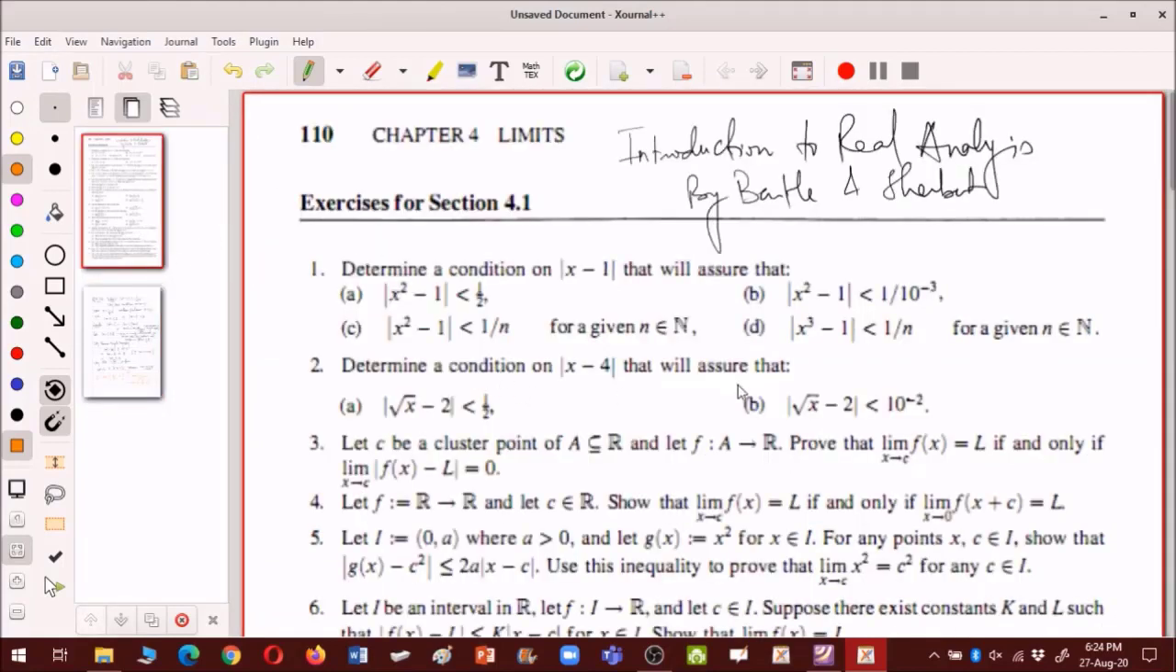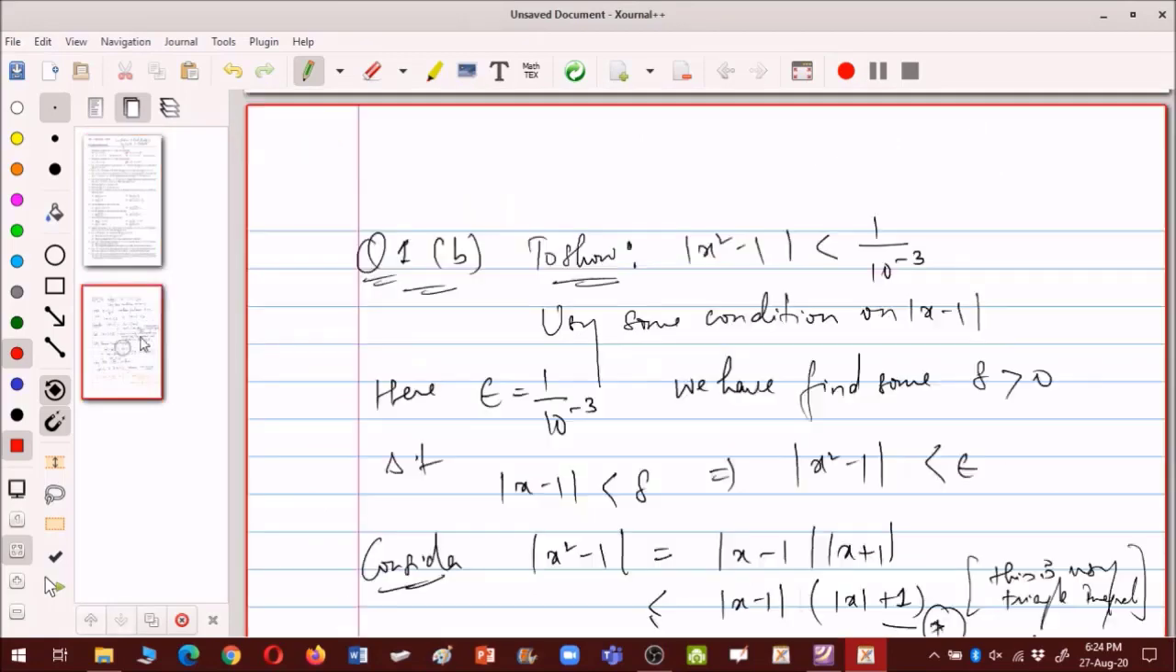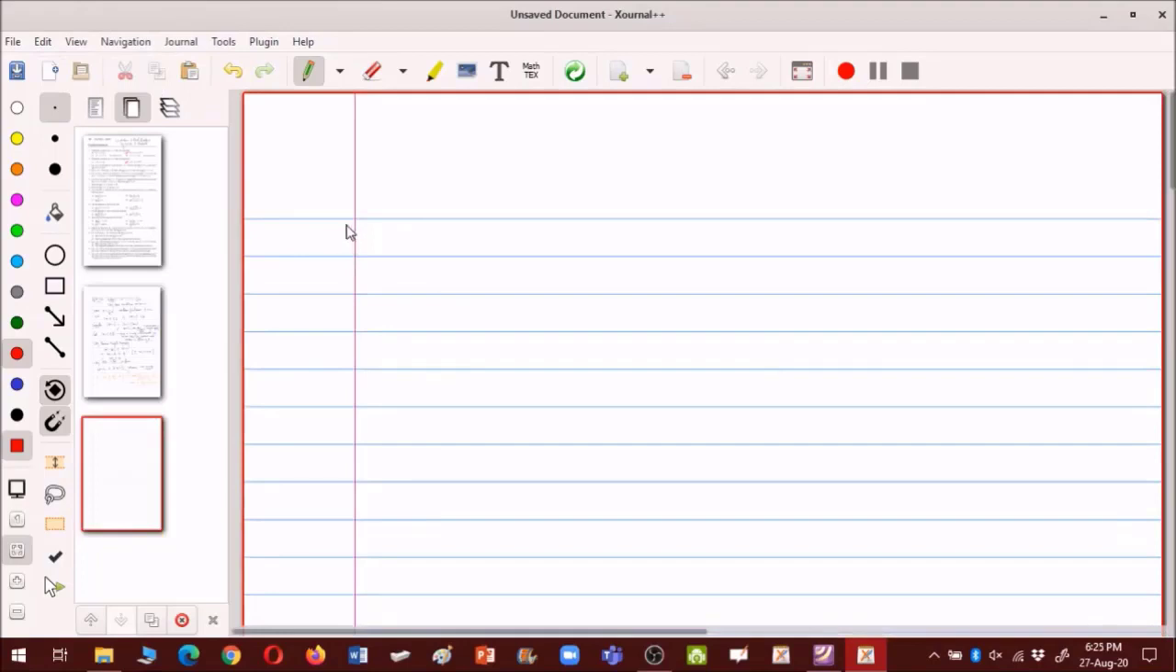So let me choose this question. First, let me mark what questions I have done. So I have done this question. Now let us do this question. Fine, so I am again taking the second part of this. I want to add a new page, so this adds the new page. In this page I will solve question number 2 B part.